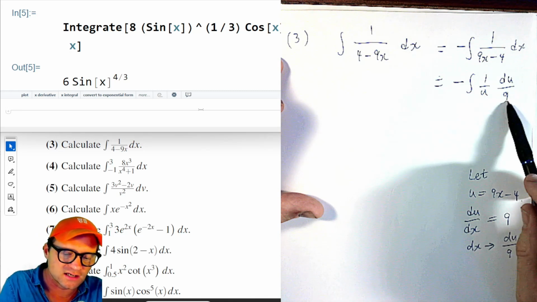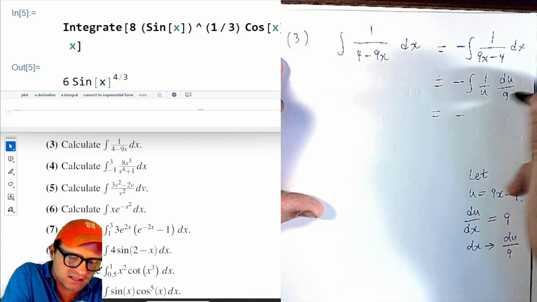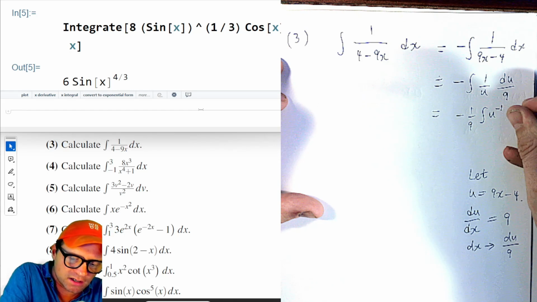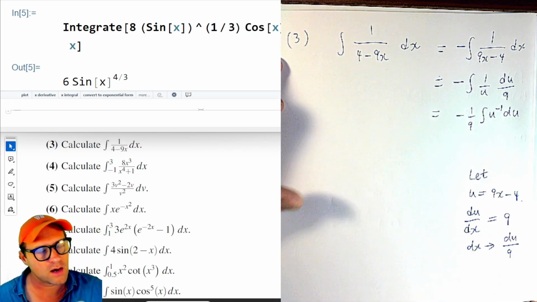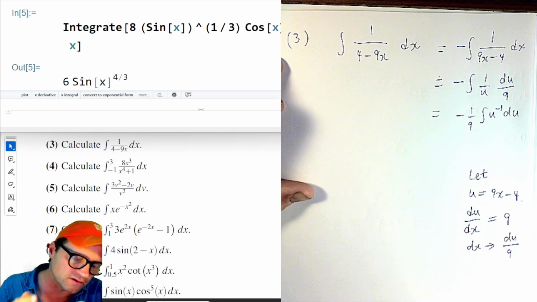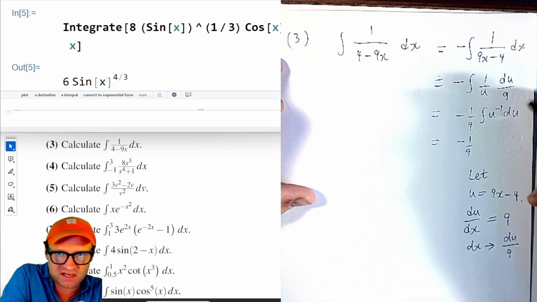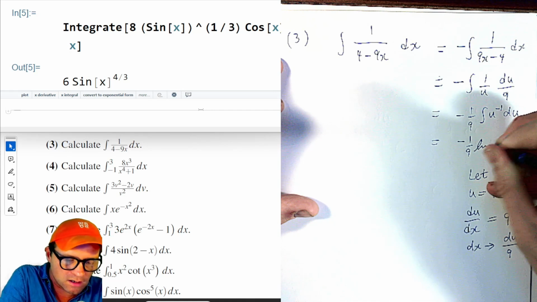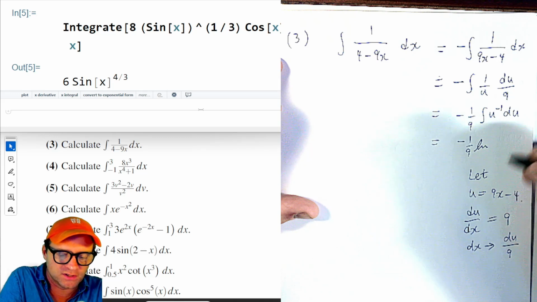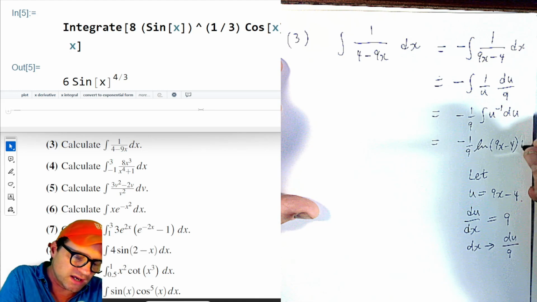Okay, now this is a constant. We can pull this out the front. And so we have minus 1/9 times the integral of u to the minus 1 du. And now we can just finish this off. The integral of this is natural logarithm of u. So minus 1/9 ln, or log to base e, or just log, all right, for your sake, ln of u. But remember, u is 9x minus 4. And then we have our plus c.